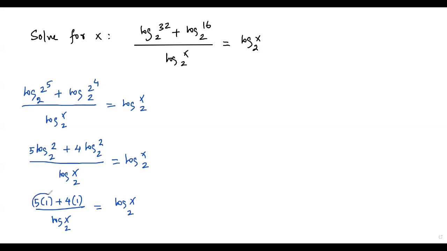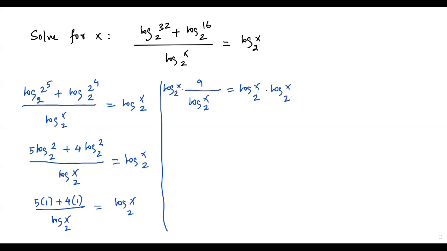Here 5 times 1 is 5 and 4 times 1 is 4. When I add them, 5 plus 4 becomes 9 over log x to the base 2 equals log x to the base 2. Now to get rid of the denominator, I multiply both sides of the equation by log x to the base 2. So let me do it. Then log x to the base 2 cancels out on the left, and we get 9 equals, and on the right side I multiply the same quantities.